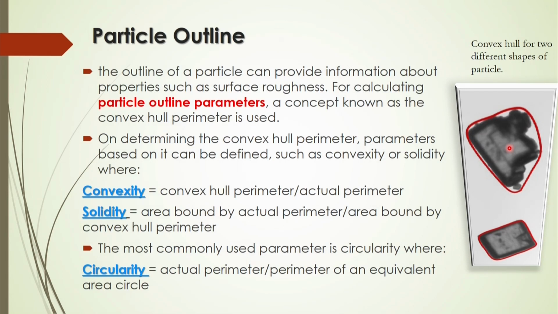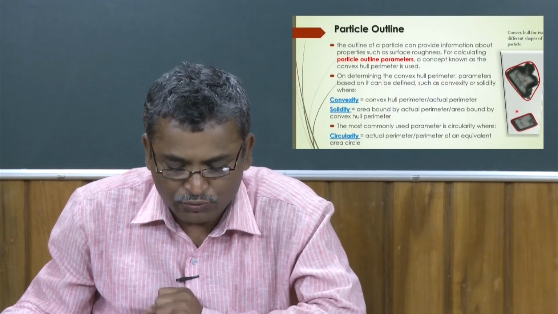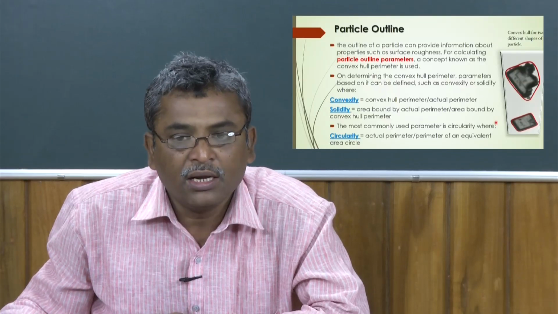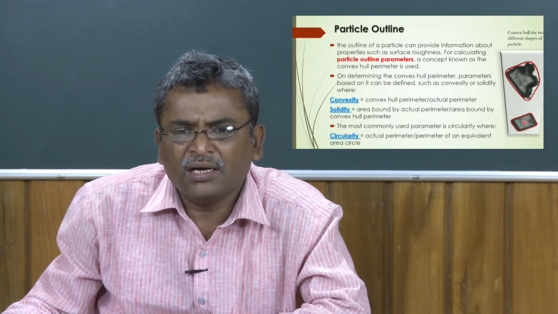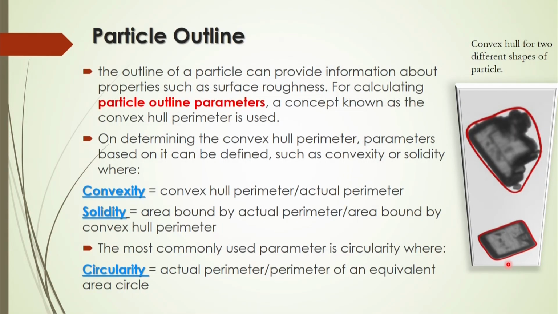Circularity is also one important parameter used for particle characteristics. The circularity depends on the actual perimeter and the perimeter of an equivalent area circle. Suppose this is one object and this is its actual perimeter. If you consider that this perimeter is the perimeter of a circle, then what should be the area of that circle? Setting 2 pi r equal to this perimeter, and the area is pi r square. So, what would be the r of that? You can calculate the circularity from this portion.